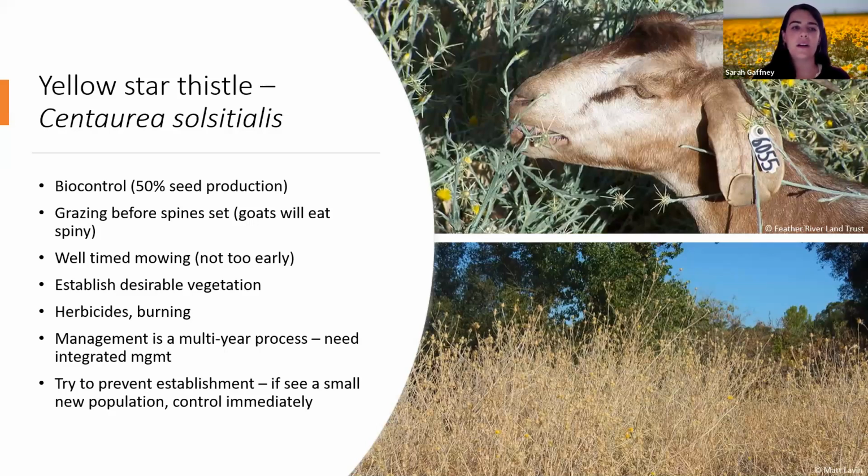So then other methods are to try to establish desirable vegetation that could possibly compete with the yellow star thistle. There's a bunch of different herbicides that can be done. Burning can work, but I'm not an expert on management. Overall, management is a multi-year process and does require an integration of multiple methods because no one method is really going to get rid of a yellow star thistle infestation. So really the key is that if you have land with no yellow star thistle on it, just constantly be on the lookout for new entering populations and try to control those immediately.